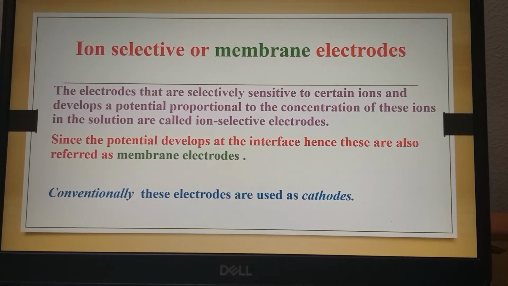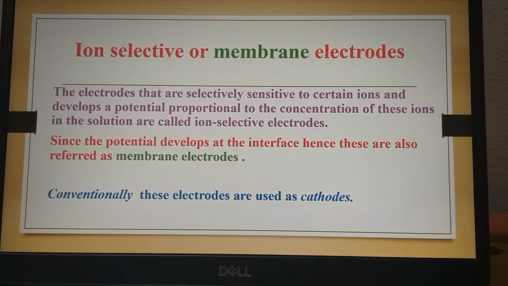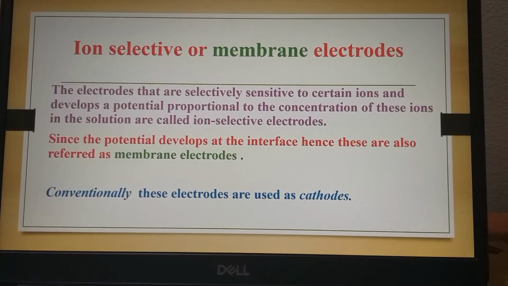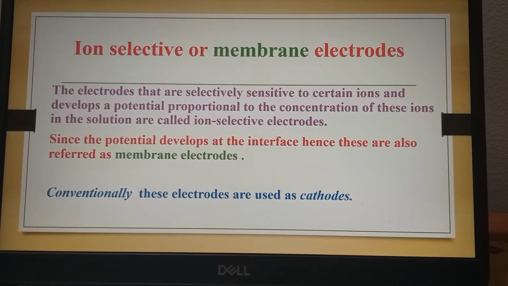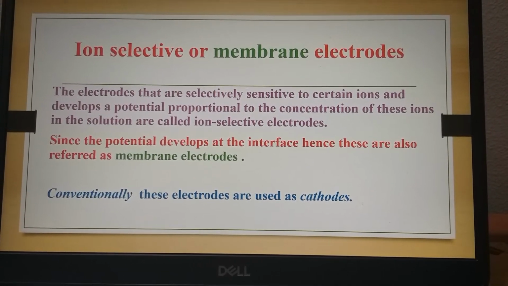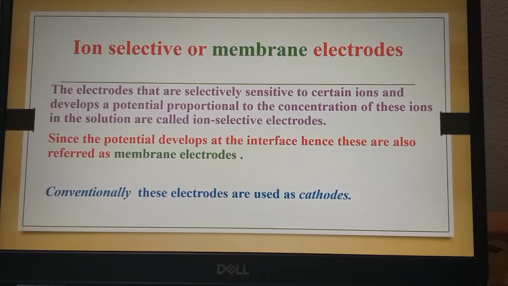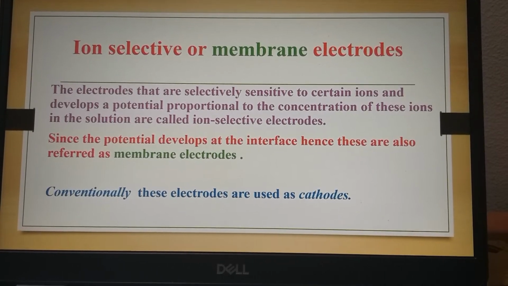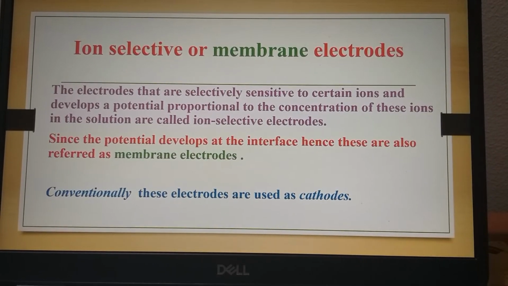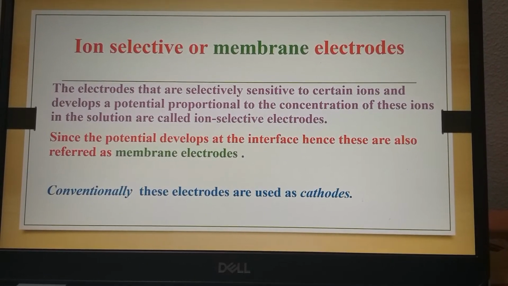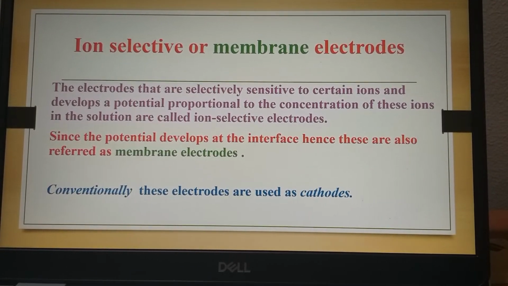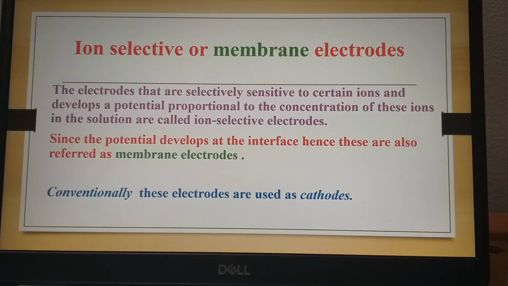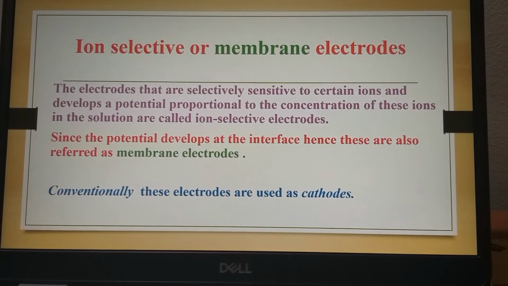The potential develops across the membrane of the electrode, that is at the interface, at the boundary of the electrode, and therefore these electrodes are also termed as membrane electrodes. Conventionally, these electrodes are used as cathodes.